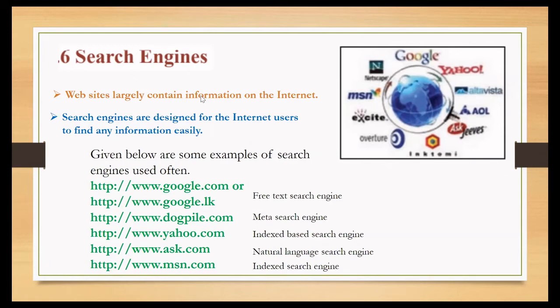Normally students use that, but there is another search engine type, the meta search engine. Normally students can use a meta search engine. Right, it is one of the examples; here you can see dogpile.com, right? So that is one of the examples for a meta search engine. Those are the extra facts, but you have to remember those things.